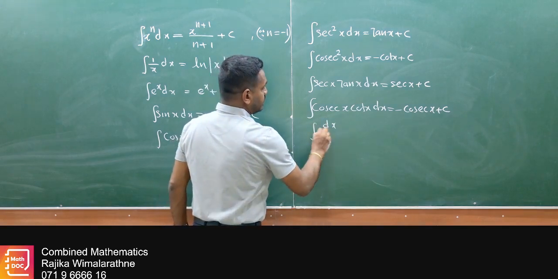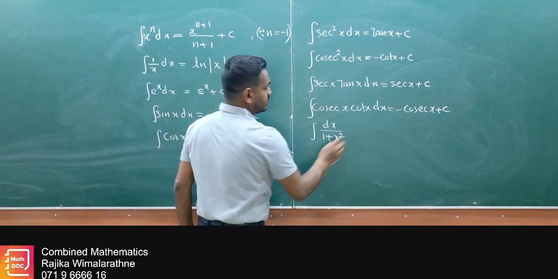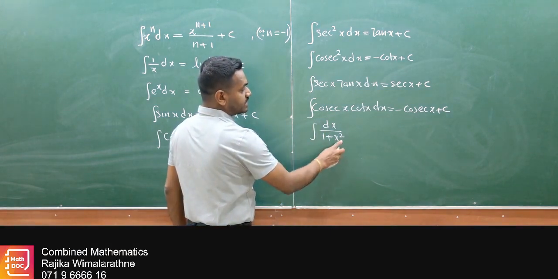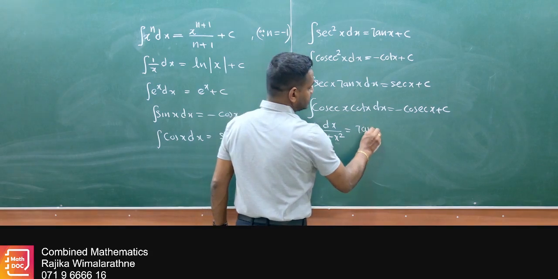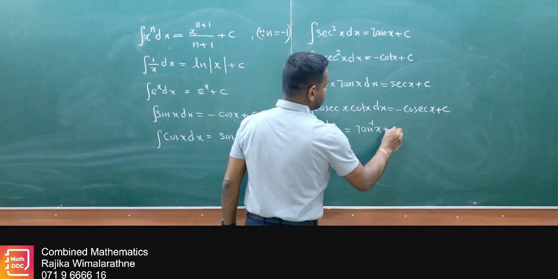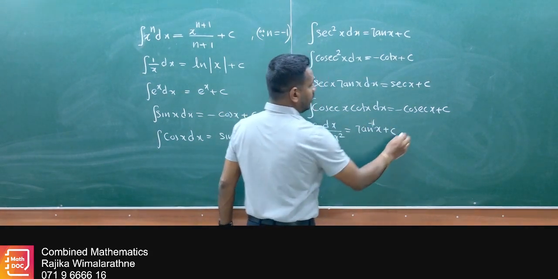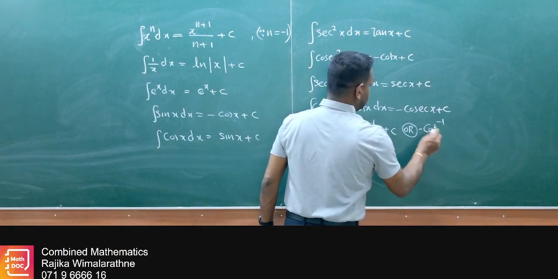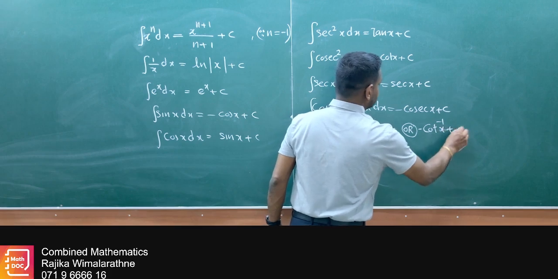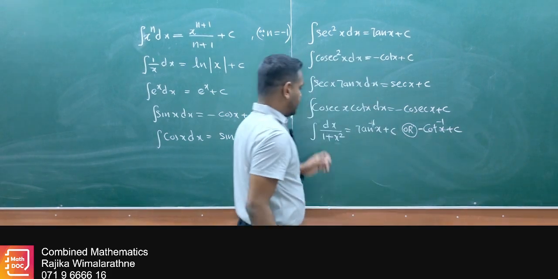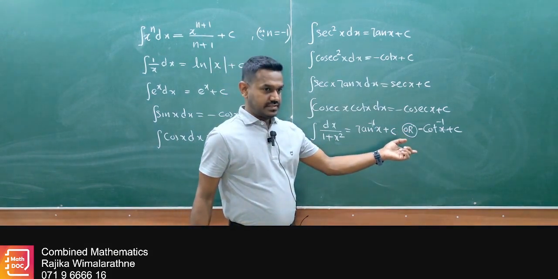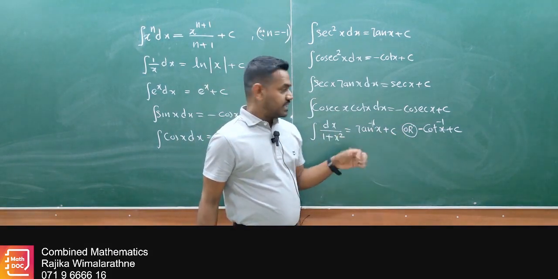Integral dx over 1 plus x squared, tan inverse derivative 1 over 1 plus x squared, then 1 over 1 plus x squared integral tan inverse x plus c. Or here possible minus cot inverse x plus c also possible, because minus 1 over 1 plus x squared is the derivative of cot inverse. Then we have two results.